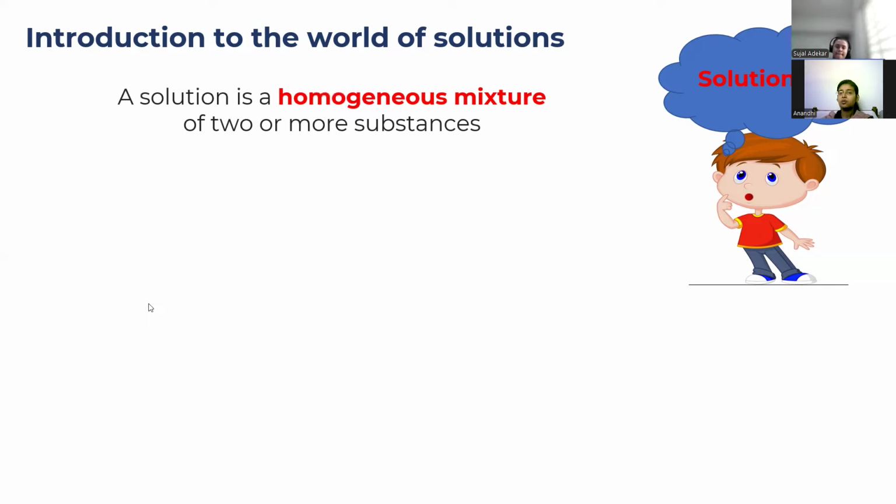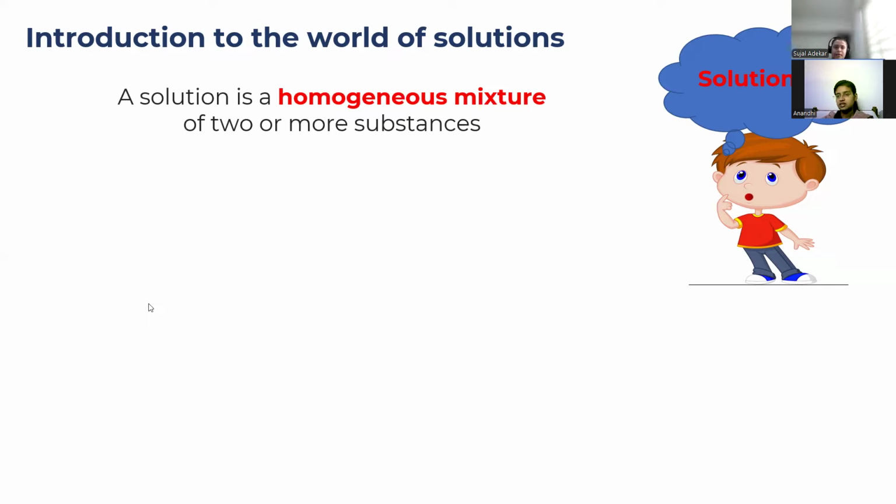So what is meant by homogeneous mixture? Homo means same. Homogeneous mixture means those two substances or more than two substances are getting mixed completely in the solution. Those solutions are called homogeneous solutions.